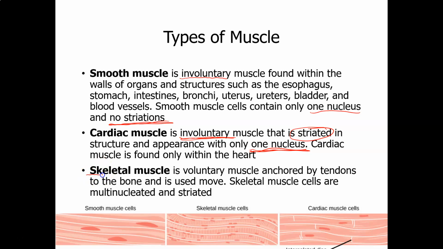Skeletal muscle cells are elongated, very elongated in comparison with cardiac and smooth. Skeletal muscle is voluntary. These are the muscles we have voluntary control over. We decide if we want to move them or not. And these are the muscles that are used to move. Cardiac muscle moves our heart, and smooth muscle moves materials internally within our body. But skeletal muscle causes our whole body to move. Skeletal muscle has many nuclei, multinucleated, and is striated.